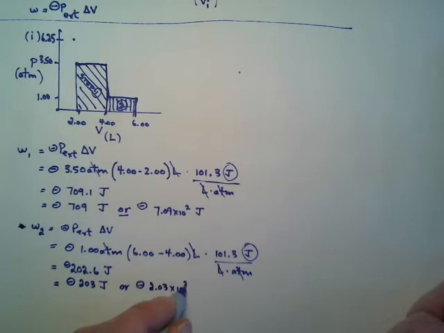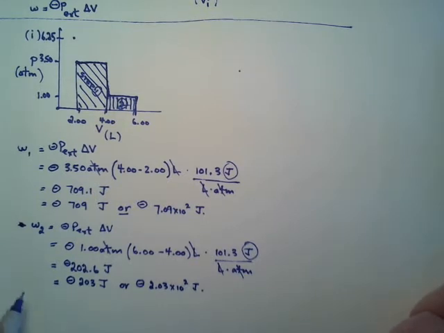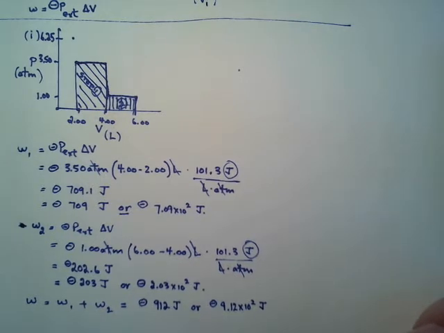2.03 times 10 to the power of 2 joules, if you like to use scientific notation at this point. And so the total work is equal to work of the first step plus work of the second step, and that is equal to a negative 912 joules, or if you like, a negative 9.12 times 10 to the power of 2 joules. That is the work of the irreversible two-step.